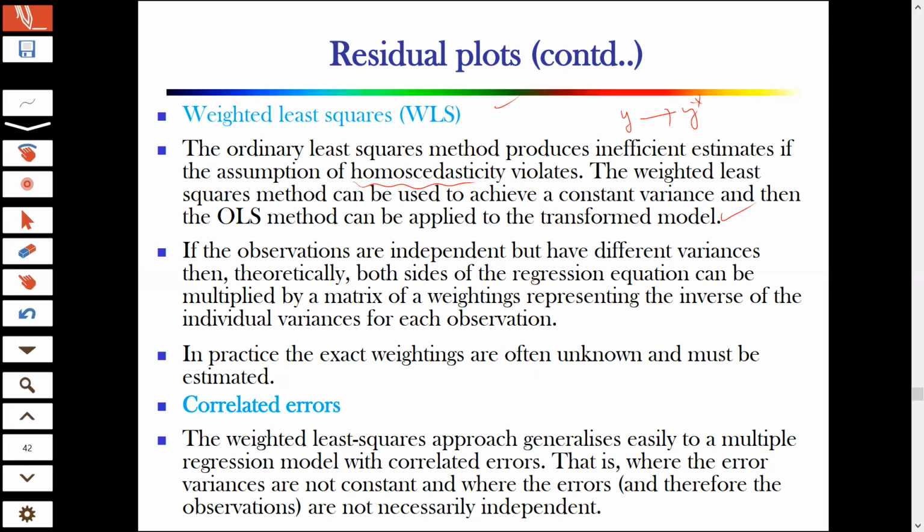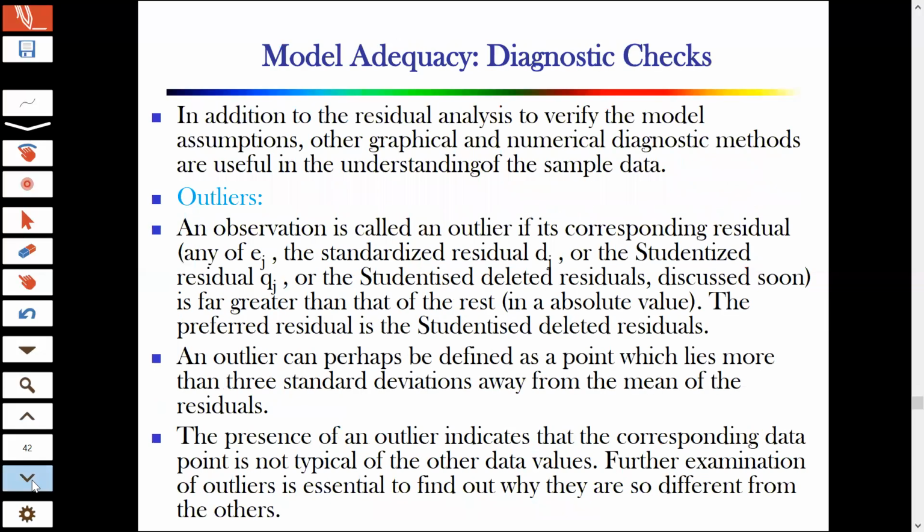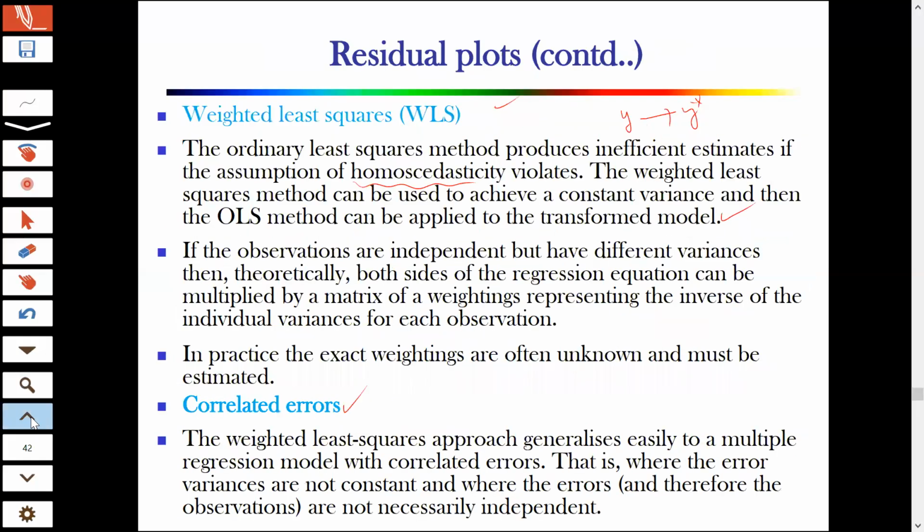Correlated errors: the weighted least square approach generalizes easily to a multiple regression model with correlated errors. That is where the error variances are not constant and where the errors are not necessarily independent. So correlated errors means autocorrelation. So this is the procedure of weighted least square. We are not going to discuss the details of the weighted least square methods, but just make sure that if the constant variance assumption is not satisfied, we can transform y to something else and then use the OLS method so that the constant variance assumption is satisfied.